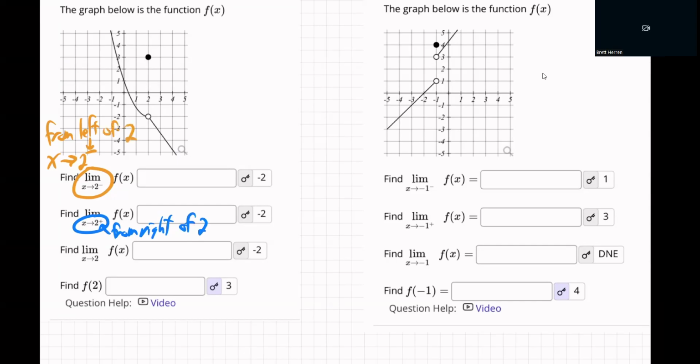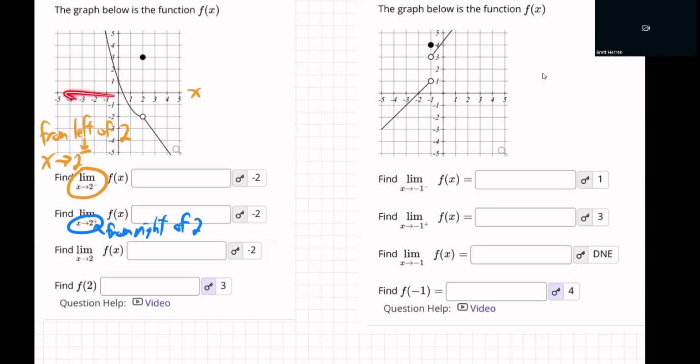So, for example, here's the x-axis. Don't confuse the x-axis with the y. The sideways one, this here is the x-axis, right? The vertical is the y. And we mean as you're going along the x-axis, here's 2, from the left of 2. So in other words, you're coming this way. So on the graph in particular, you're coming from the left. If you're going towards 2 on the x-axis, but you're coming from the left, that's what 2 with the minus sign up there means.